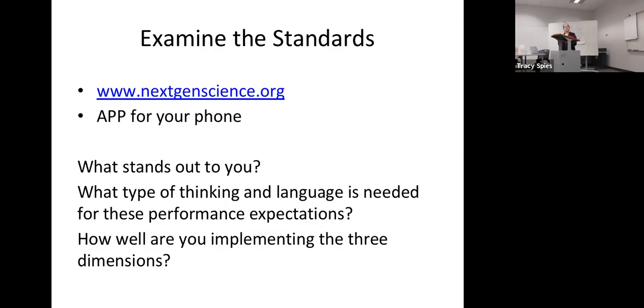And I want you to look at that science standard and I want you to read it. I want you to read the performance expectation. I want you to look at those 3 dimensions across, and I want you to gain a really solid understanding of what the science of that standard is, okay? I want you to think about the thinking and language that's needed to get there. And then I want you, if you want to spend some time reflecting on the 3 dimensions?